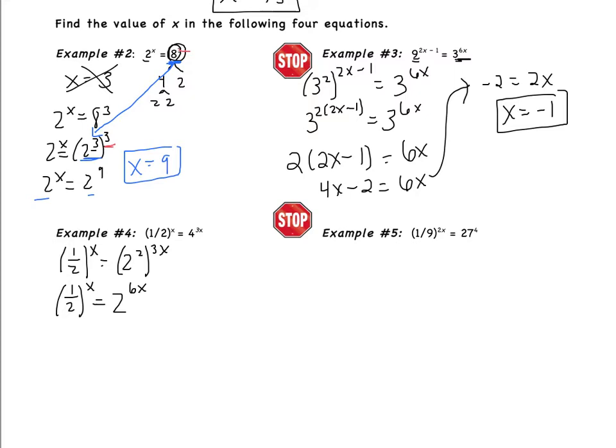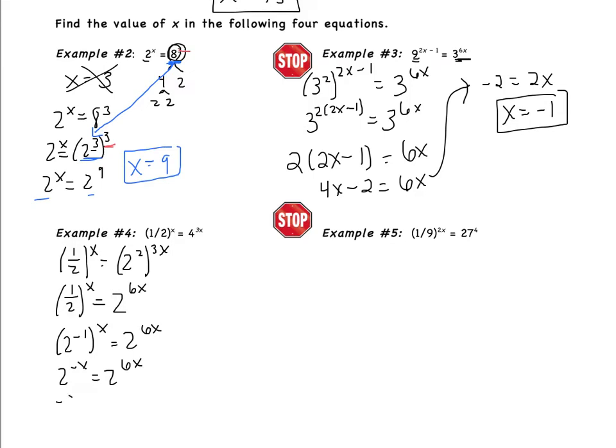Well, is there any way to write 1/2? Rewrite 1/2, that is. Well, 1/2 is 2 to the negative first power. Multiplying exponents, this becomes 2 to the negative x equals 2 to the 6x. Now my bases are the same. I have 2 on the left side, 2 on the right side. So I can set my exponents equal.